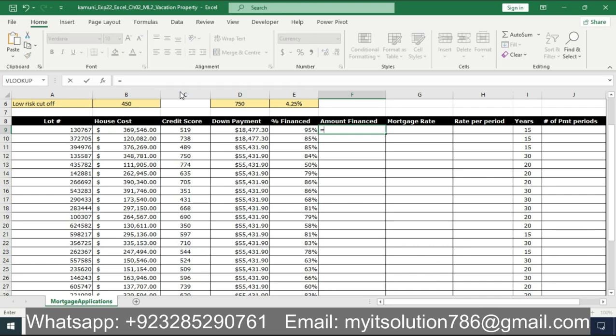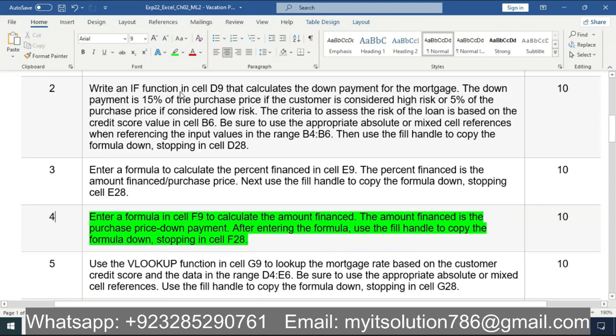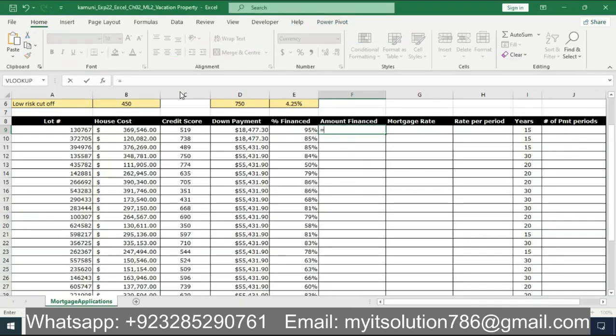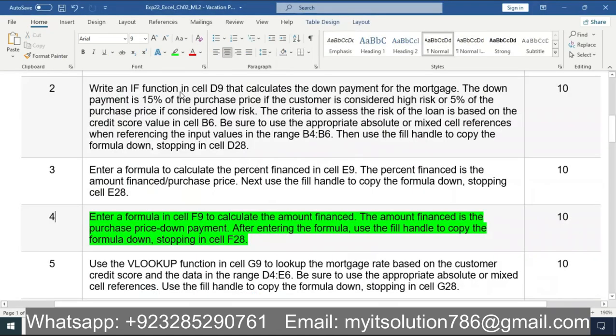It is saying that purchase price minus down payment. So our purchase price is B9 and our down payment is D9. So press enter and here is the amount financed value that's required in this step.